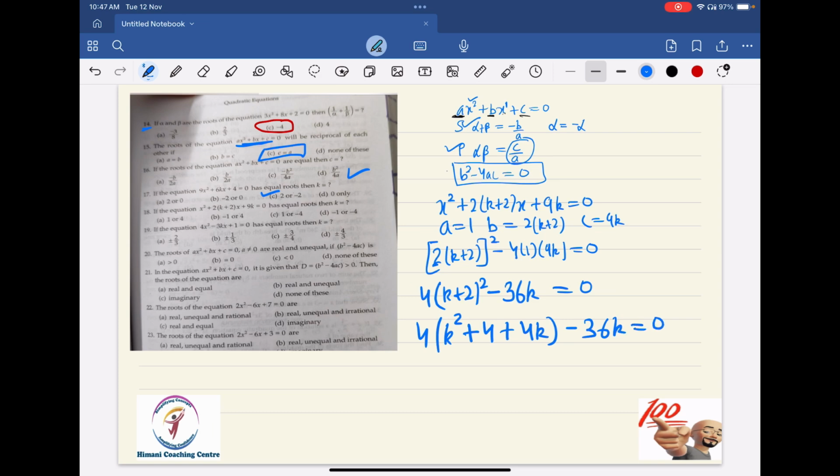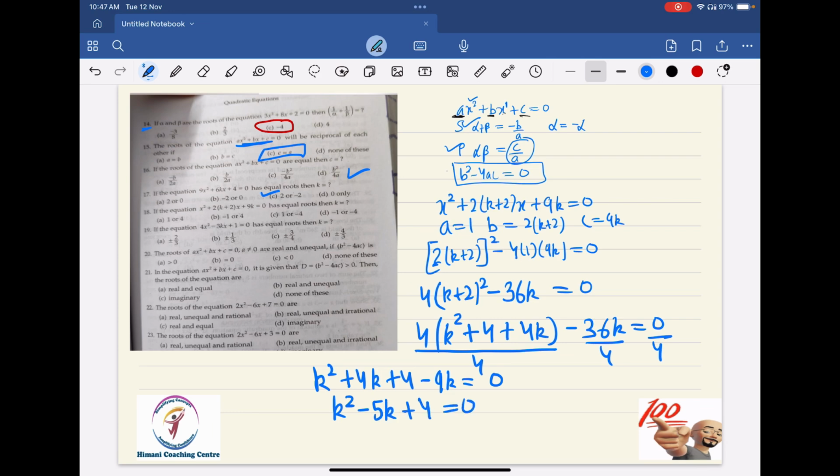If you guys pay attention, I can actually divide both sides by 4. So divide this by 4, this by 4, this by 4. What will happen? We will have k square plus 4k plus 4 minus 9k, and 0 by 4 is just 0. So we get k square minus 5k plus 4 equals 0.